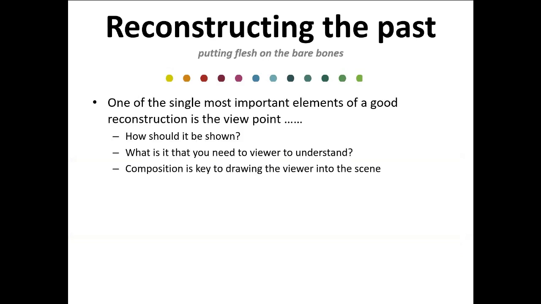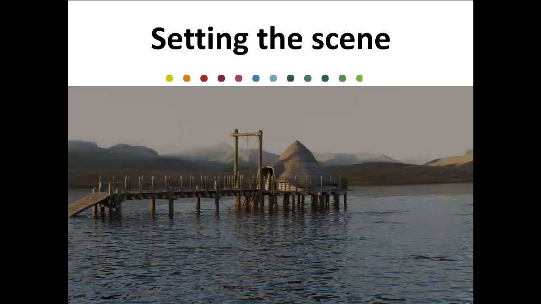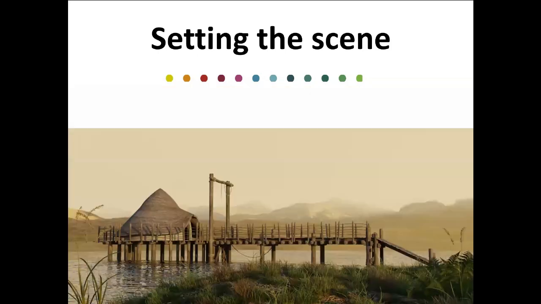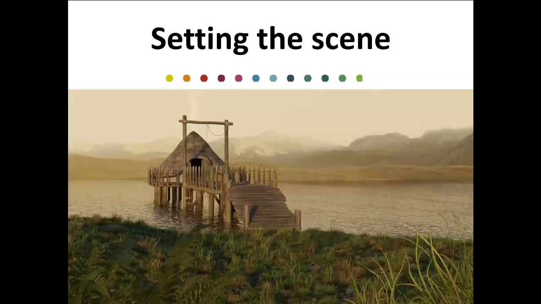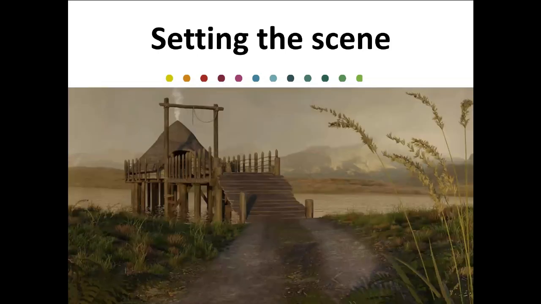Now, the most important elements of a visual is how you're going to show it, what needs to be shown, and what you need the viewer to see. So you set the scene. So this is a partial reconstruction, which is not quite finished yet, of the Crannog. But what I can do is set how it looks. I can change the light. I can change whether the ground has a path in it or not, because it doesn't there, but it does there, and the grass is really long.